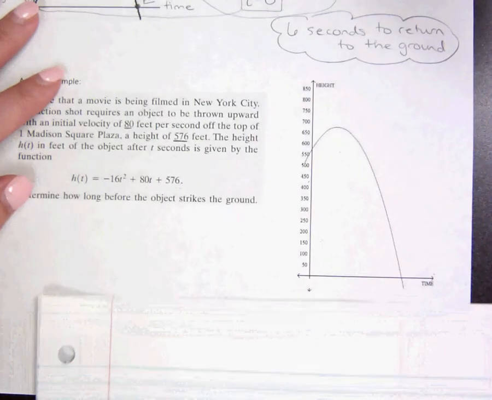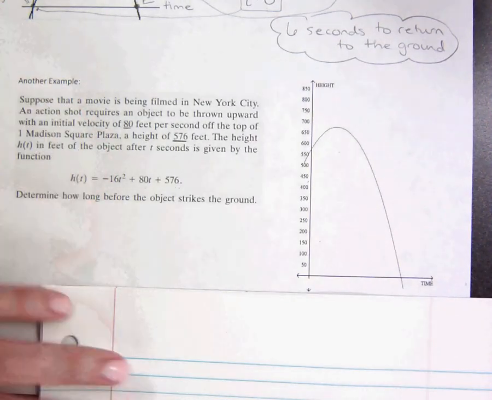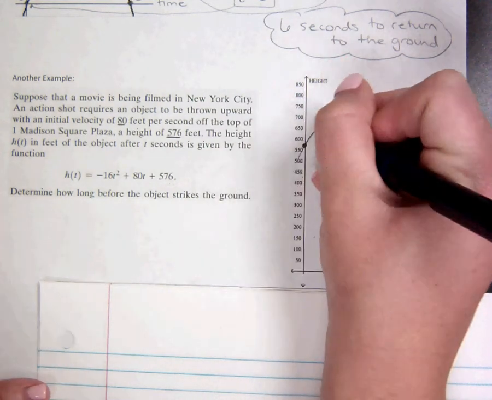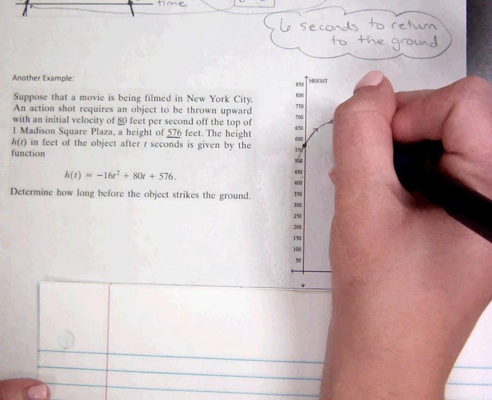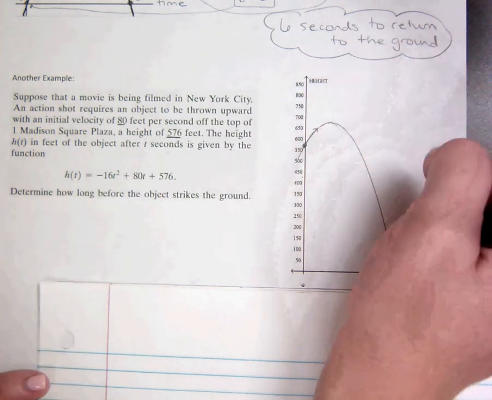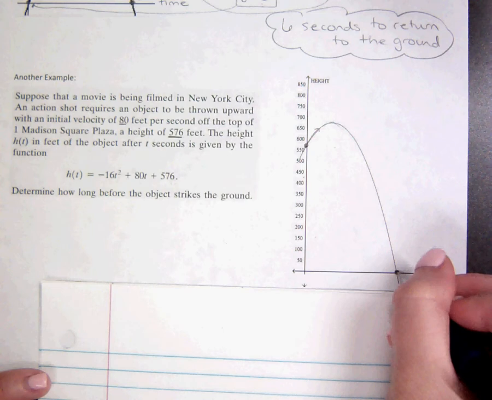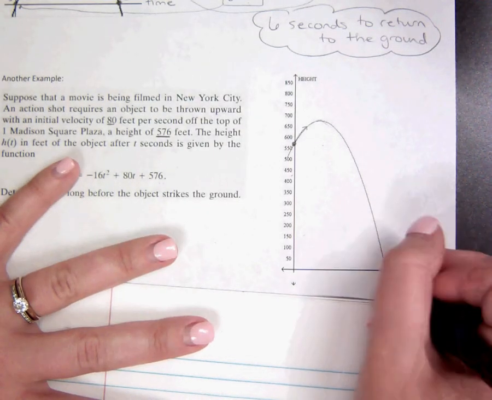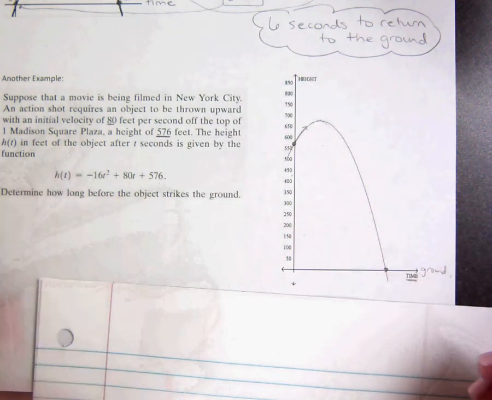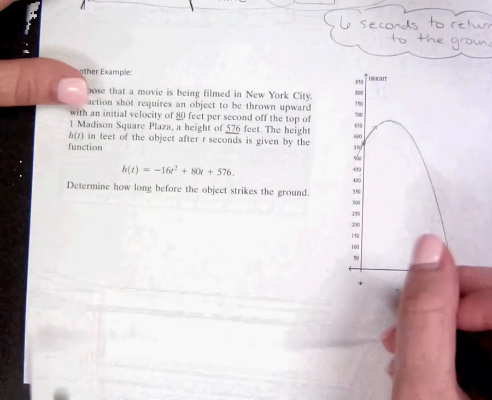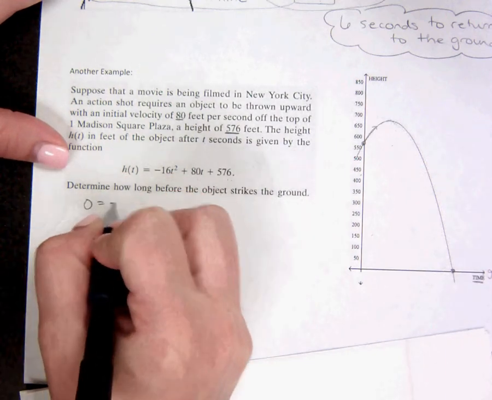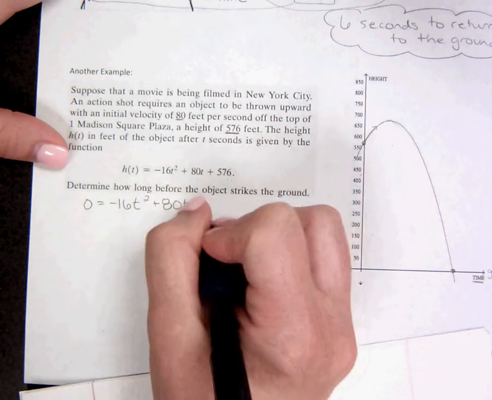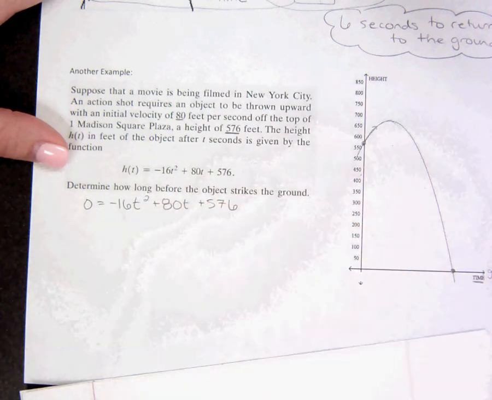So I have another little diagram here. The diagram's just a visual to help you see what's happening. Here's the building. It's getting thrown upwards from the building. It's going to hit an optimal height, and gravity's going to pull it all the way back down to the ground. So this is the ground here. We're trying to figure out what time it hits the ground. So again, we're going to set this equation equal to 0. We're going to solve for t.